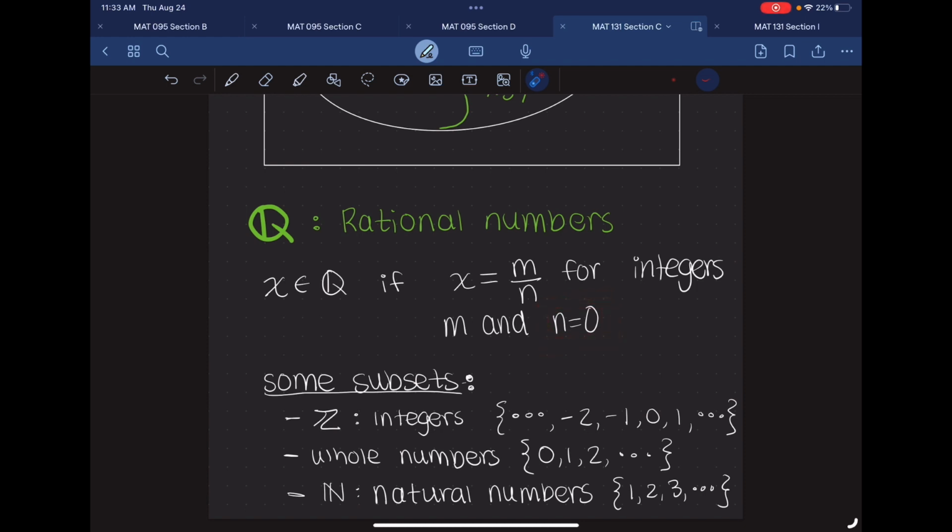And then I just want to mention some subsets of the rational numbers, so sets that are also included in rational numbers would be the integers, and those are denoted by this fancy looking Z right here. Those are numbers like -2, -1, 0, 1, 2, and we'd keep going on and on either side. The whole numbers are basically the positive integers and 0. And the natural numbers, which are denoted by this fancy looking N, are all positive integers, not including 0.